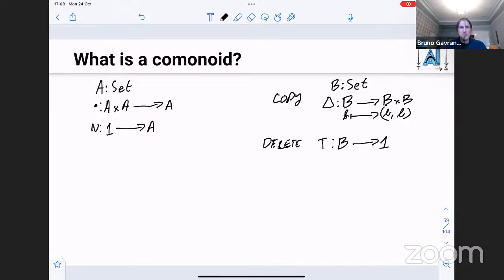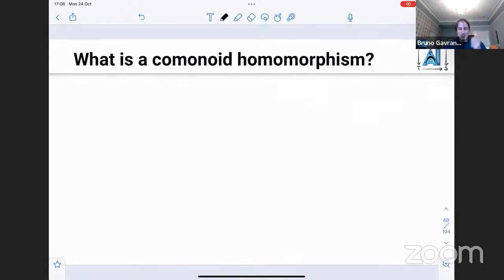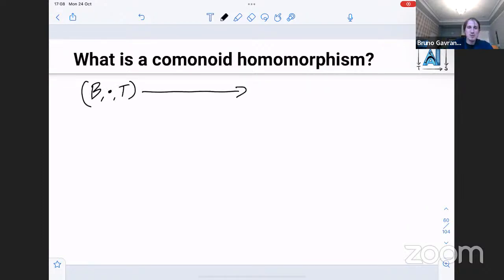And this can be formulated not just in Set, but in arbitrary categories. And this is something we're going to see right now. Now, in category theory, the thing we study often is not just comonoids, but also comonoid homomorphisms. We're studying structure-preserving maps.